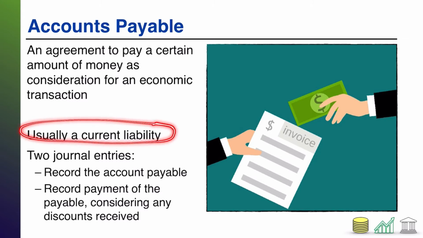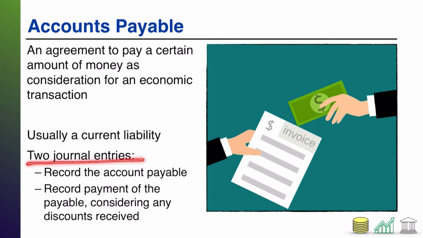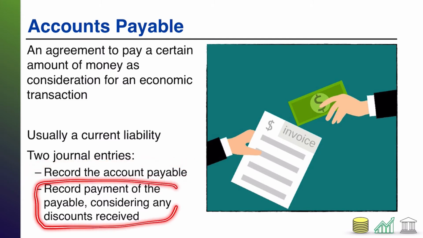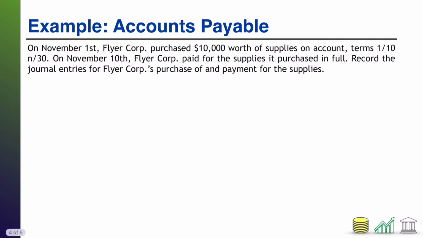This is usually a current liability. Most supplier-customer relationships do not allow for payment plans that go beyond 1 year. And it requires 2 journal entries. Basically, the day that the transaction occurs, at which point you establish the account payable, and then a subsequent date when, after receiving an invoice from your supplier, you then pay off that payable, including any discounts that you might be receiving.